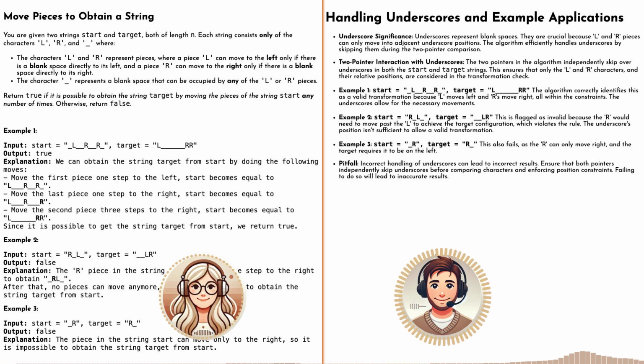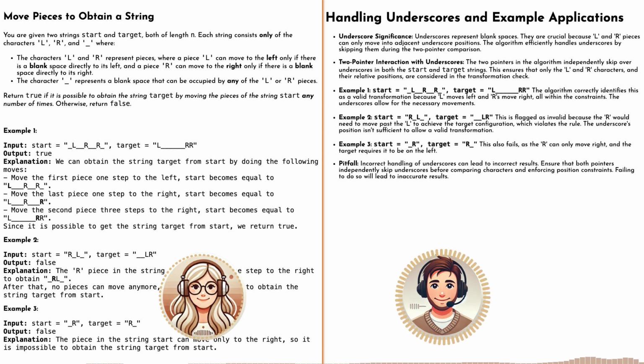All right, so back to example 1. That LRR to LRR transformation. Right. And remember those 2 pointers we talked about, our trusty little arrows? Oh yeah, they're ready to roll. They both start at the very beginning of their respective strings. So pointer 1 is looking at an underscore, and pointer 2 is fixated on an L. Right on. Now what happens next?